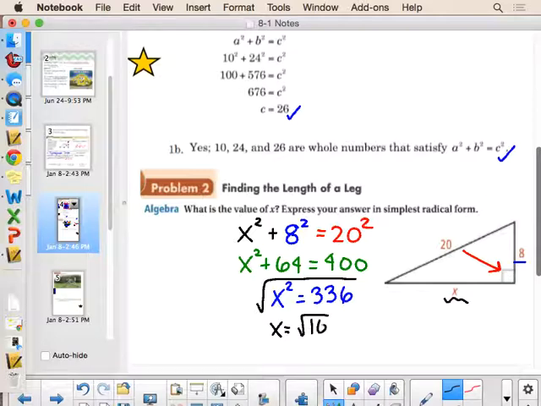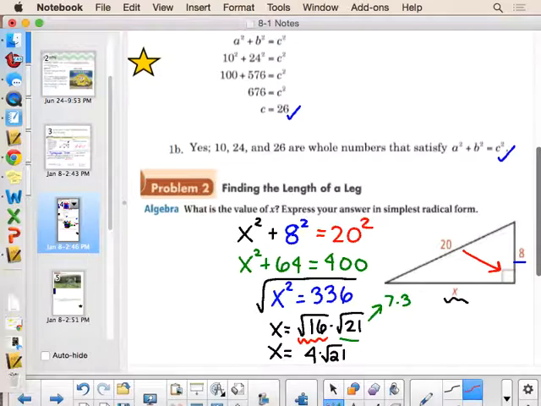So I have the square root of 16 times the square root of 21. Notice I chose the square root of 16 because that was the biggest perfect square that appeared in 336. And 21 cannot be reduced any further because 21 is really 7 times 3, and neither are perfect squares. Therefore, my final answer is x equals the square root of 16, which is 4, times the square root of 21.